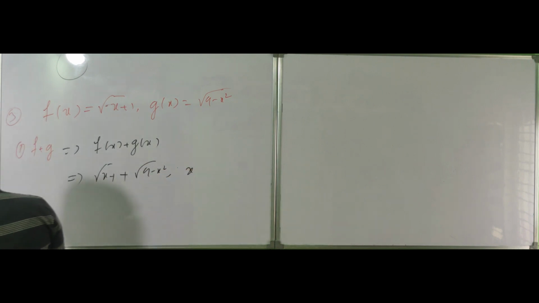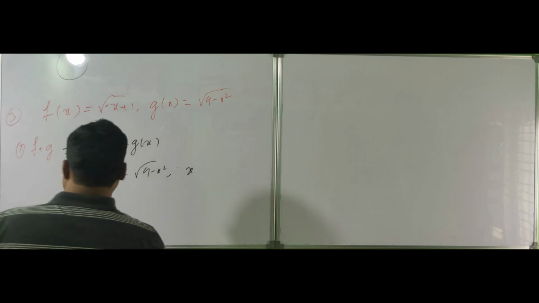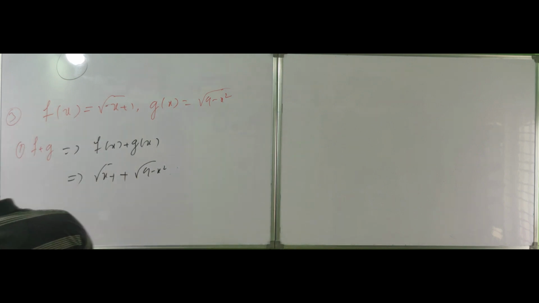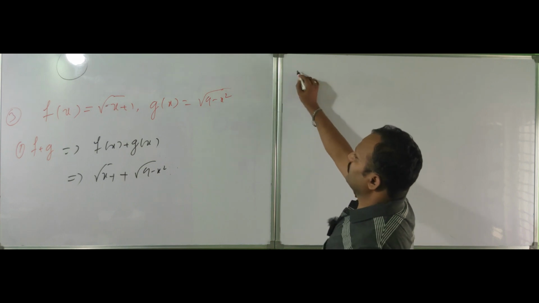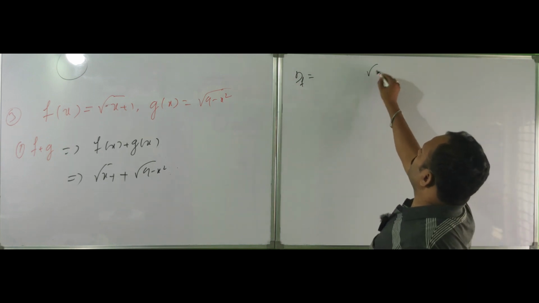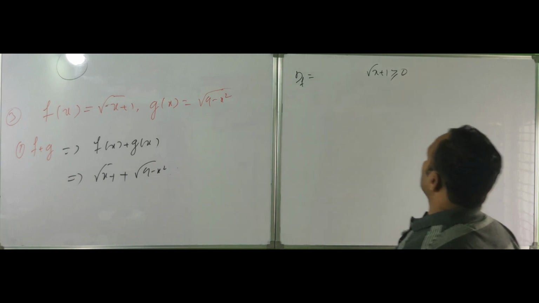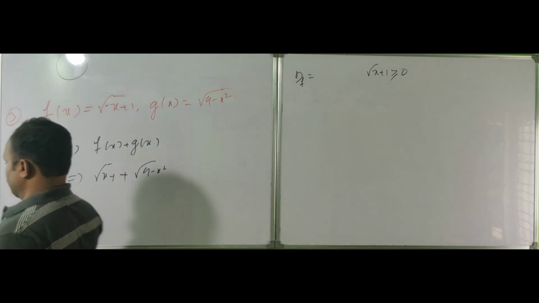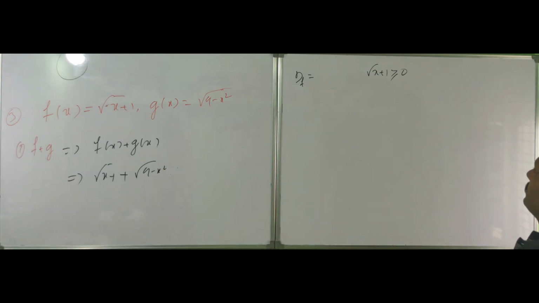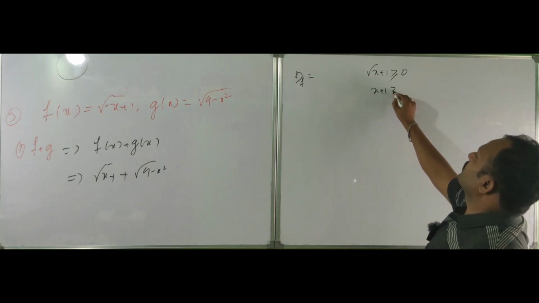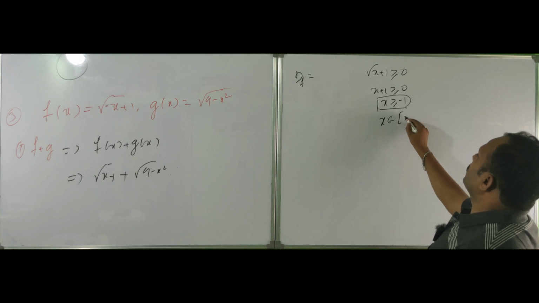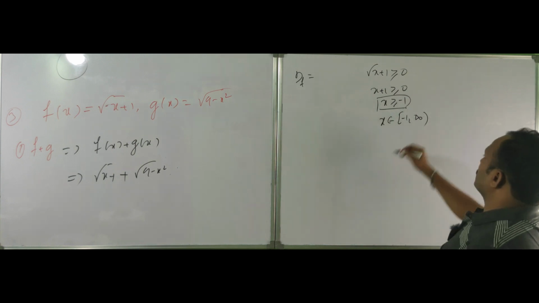What are the conditions for all values? Before going to find these values, find the domain. The domain is D of f. For D of f, the root of x plus 1 should be greater than or equal to 0. That is the condition of square root. Then x plus 1 is greater than or equal to 0 and x is greater than or equal to minus 1, which means x belongs to minus 1 to infinity.